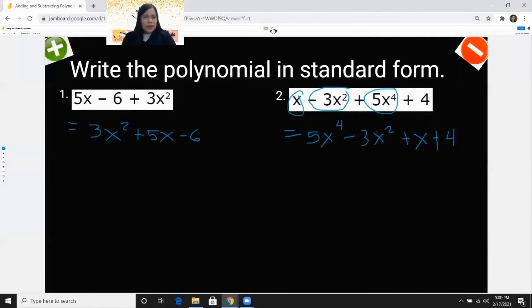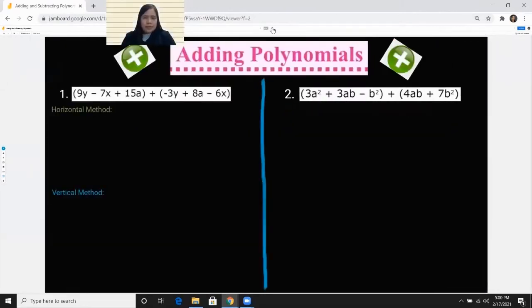Let's proceed to the main topic for today: adding polynomials. Under adding polynomials, we have two methods that we can use to add and subtract polynomials. Let's start first with the horizontal method. It's up to you whichever method you want to use, but you will arrive at the same answer. For the horizontal method, we still follow the arrangement based on their degree. So we will rewrite them based on their degree and their letters or variables.